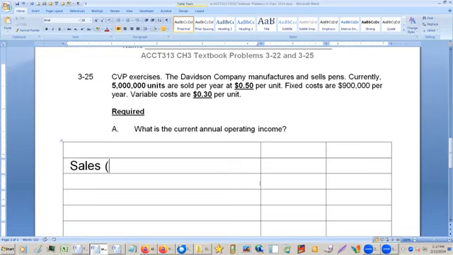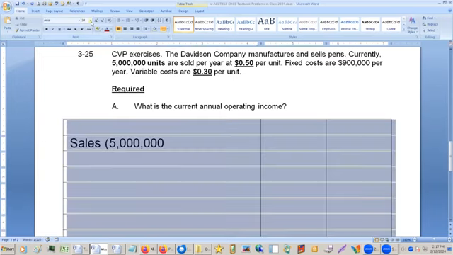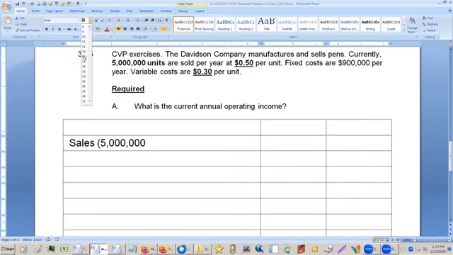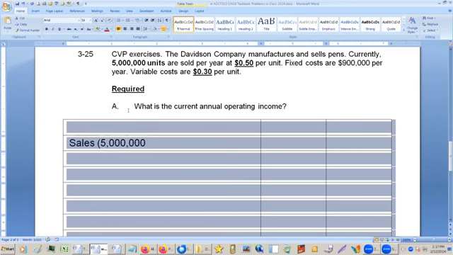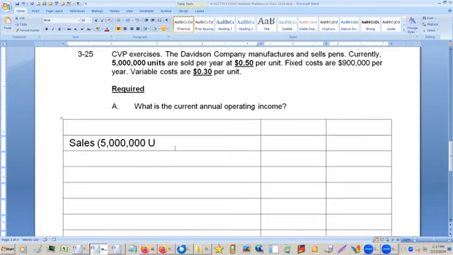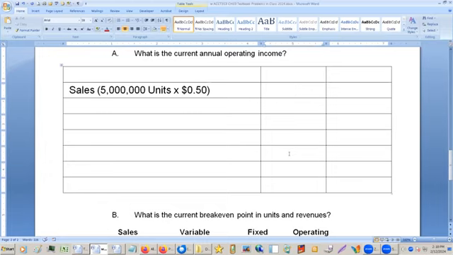So we're going to have our sales, 5 million units. These numbers look especially big in here. They do look big because they're giant. Okay, 5 million units, and we're selling at 50 cents each. That'd be half that, right? 2,500,000.